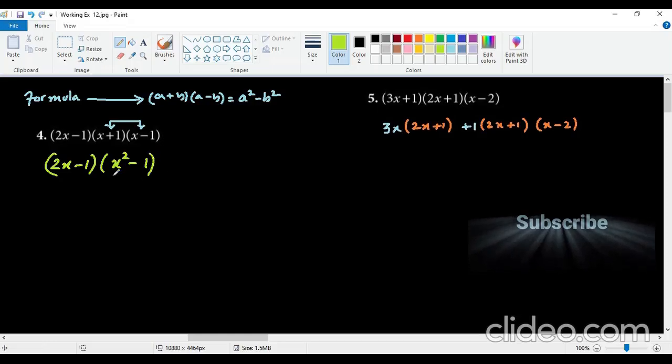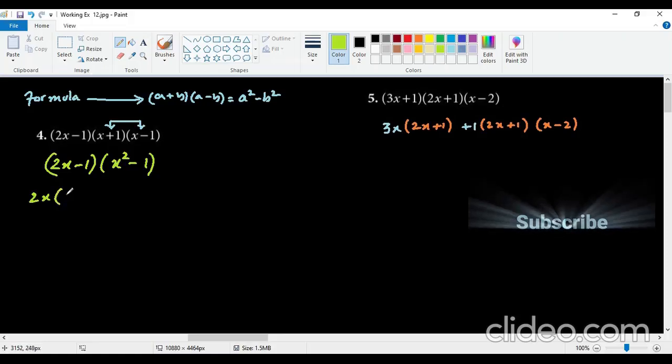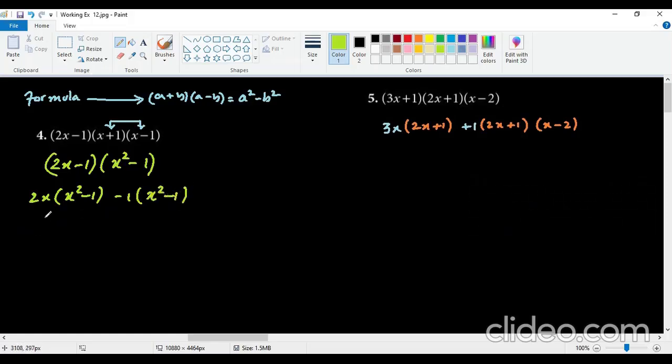That's it. Now 2x is going to be multiplied by x square minus 1, and minus 1 is going to be multiplied by x square minus 1 once again. So the first one is going to give you 2x cube minus 2x and minus x square and plus 1. So 2x cube minus x square minus 2x and plus 1 is going to be your final answer for question number 4.